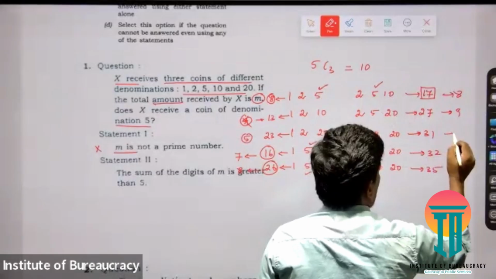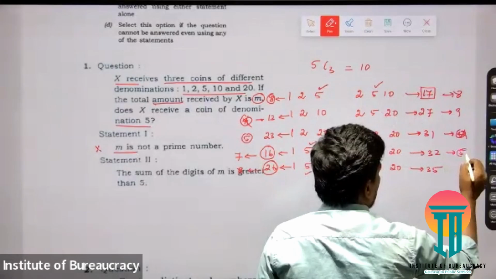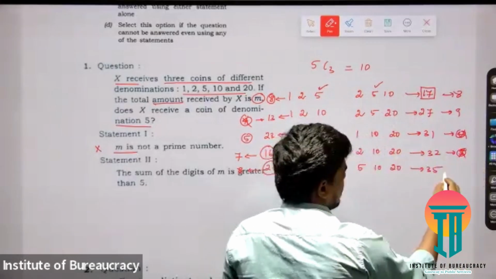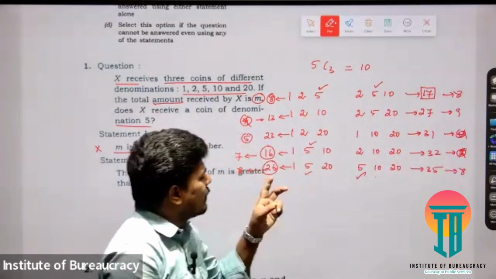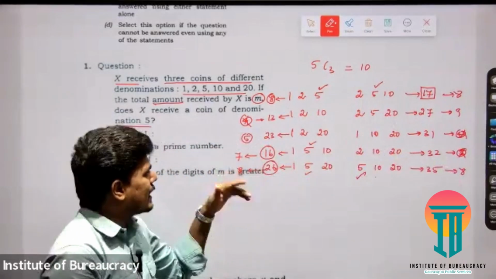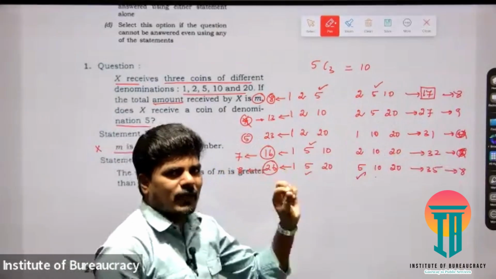Here the sum of the digits is 4, there is no 5. Here the sum of the digits is exactly 5, there is no 5 here. Here the sum of the digits is 8, there is one 5. So when the sum of the digits of M is greater than 5, definitely in that combination one coin is going to be a 5 rupee coin.